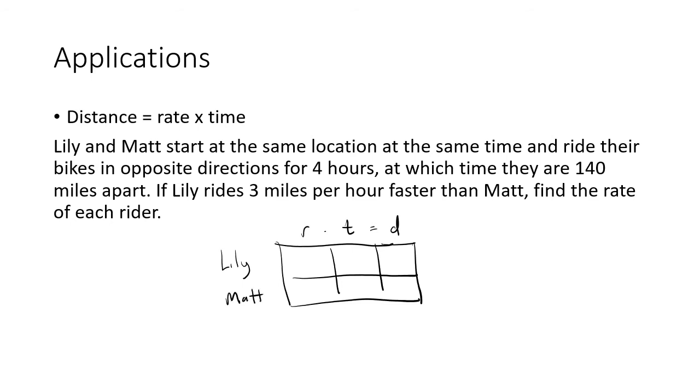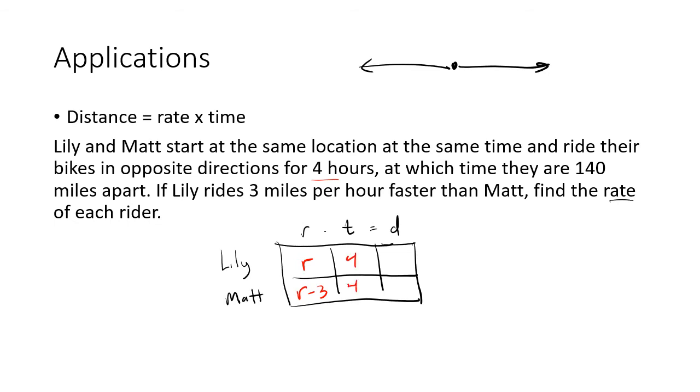Both competitive cyclists. Okay. So they start at the same location at the same time and they ride their bikes in opposite directions. So one's going that way, one's going that way, right? Now they're 140 miles apart, so their distances are going to be 140 miles. But we're trying to find the rate. Okay, so let's let R be Lily's rate. If Lily's rate is R and Lily goes 3 miles per hour faster than Matt, then Matt is R minus 3. Okay. The time that they're going to take, they both ride for 4 hours.